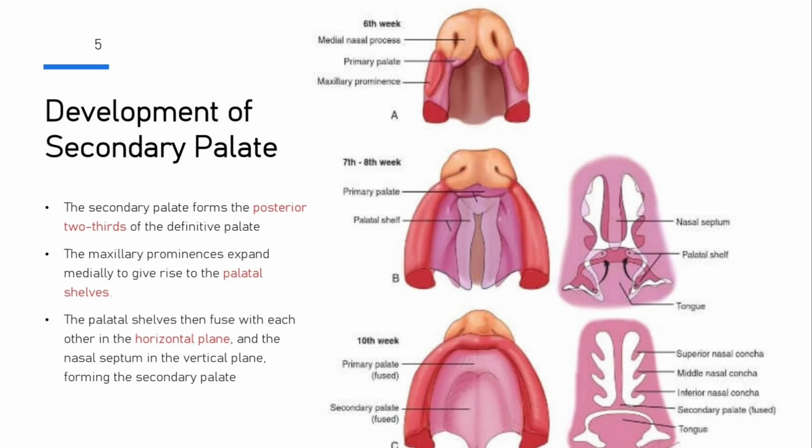Secondary palate forms the posterior 2/3 of the definitive palate. First, the maxillary prominences expand medially to give rise to palatal shelves. The palatal shelves then fuse with each other in the horizontal plane and with the nasal septum in the vertical plane, forming the secondary palate.